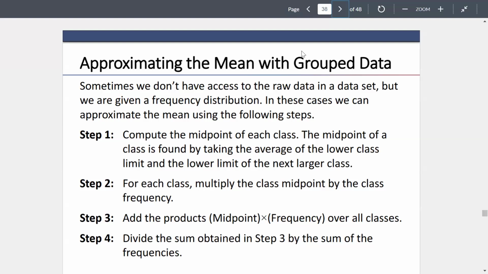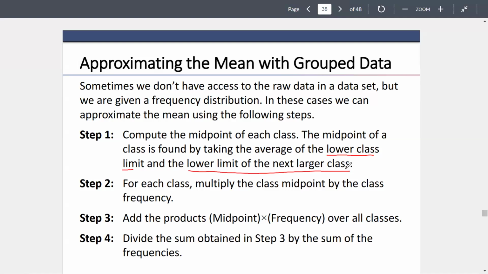So what we're going to do is compute those midpoints. We did that a while ago when we were doing the frequency polygons, so we're going to do those midpoints again. As a reminder, the midpoint is just the average between the lower class limit and the lower limit of the next largest class, the two consecutive class limits.